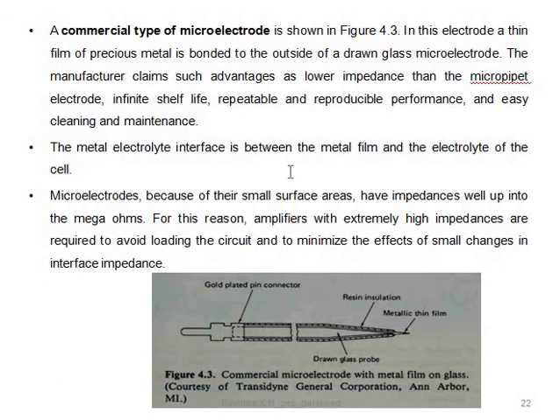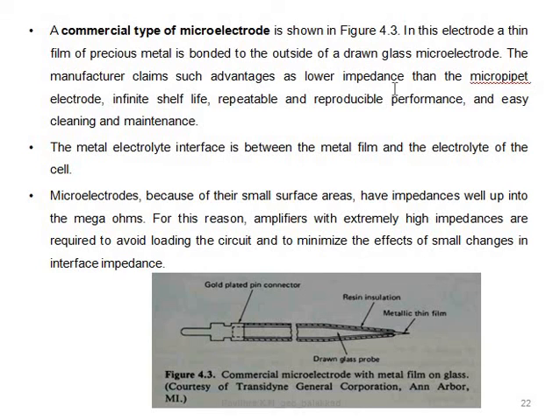And another type is a commercial type microelectrode, the figure of which is shown here. In this electrode, a thin film of precious metal is bonded to the outside of a glass microelectrode, and this type of microelectrode has advantages such as lower impedance than the micropipette electrode, infinite life, and also repeatable and reproducible performance, and also they are very easy for cleaning and maintenance. Okay.